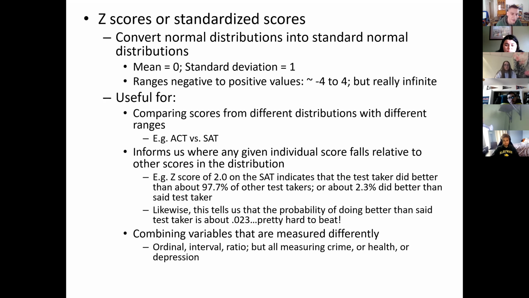For example, you can have items where one scale is ordinal, another variable is interval, another one is ratio, but they're all measuring the same thing. They all could be indicators of crime, of health, of depression. But because they all have different ranges, you can't just straight add them up and say, okay, this is my summative or overall cumulative index of depression or crime. What you'd want to do is convert those into z-scores.